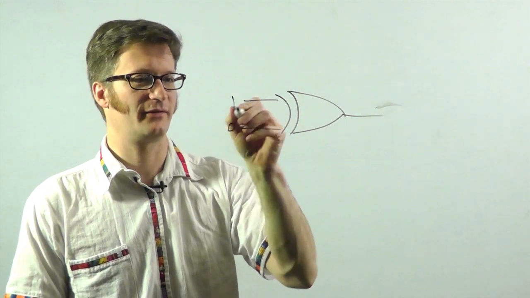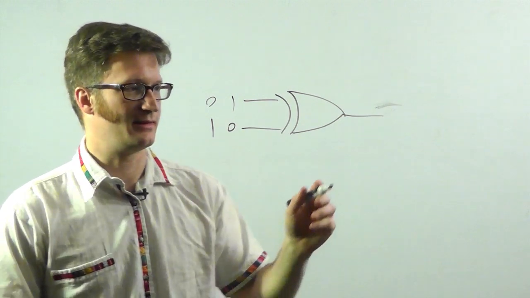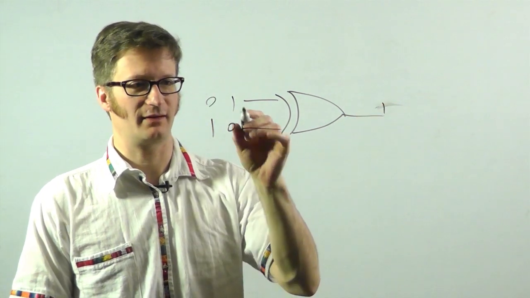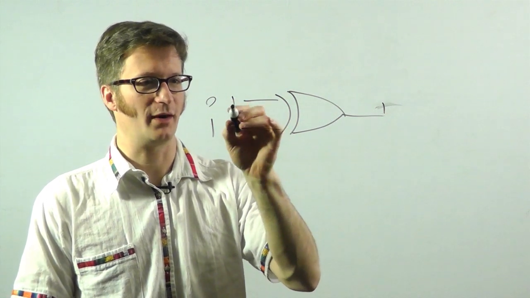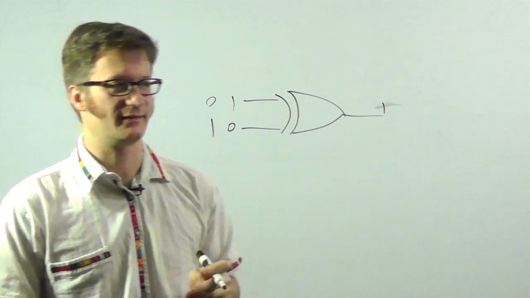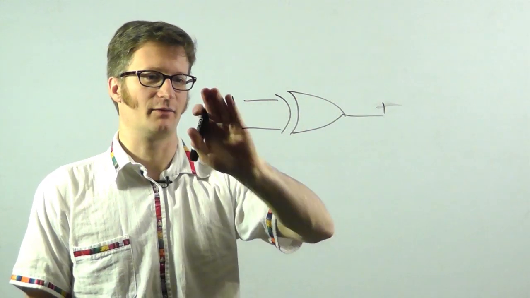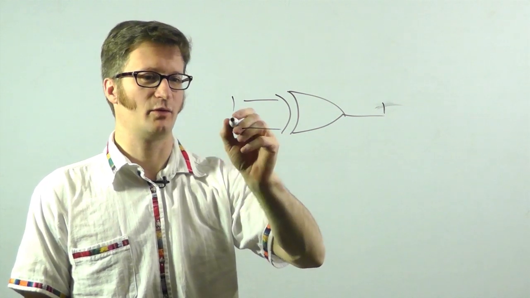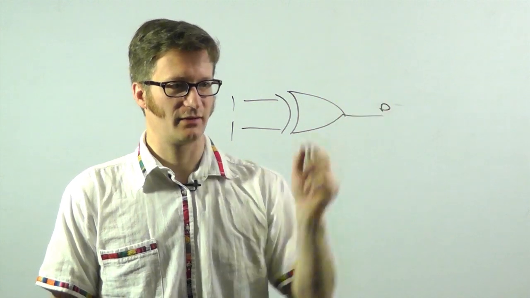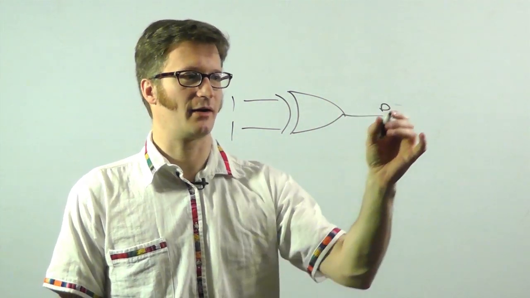If I have a 1 and a 0, or a 0 and a 1, then the output of this would be a 1, because it's exclusively OR. So they have to be opposites in order to get a high out of this. If it's a 1 and a 1, then we already have 2 high bits, and we're going to get a 0. So this is generating even parity.